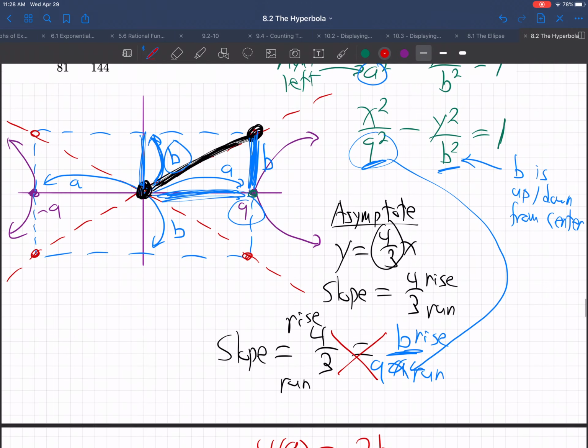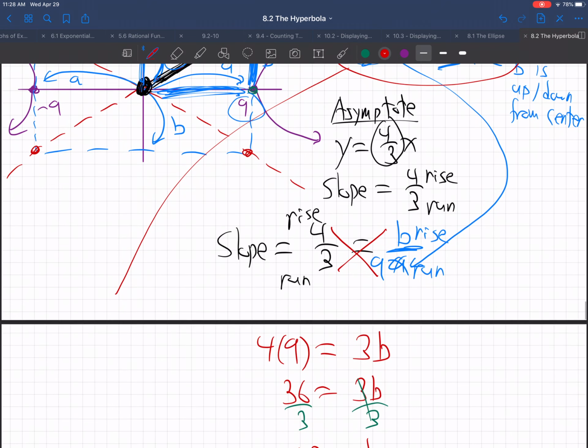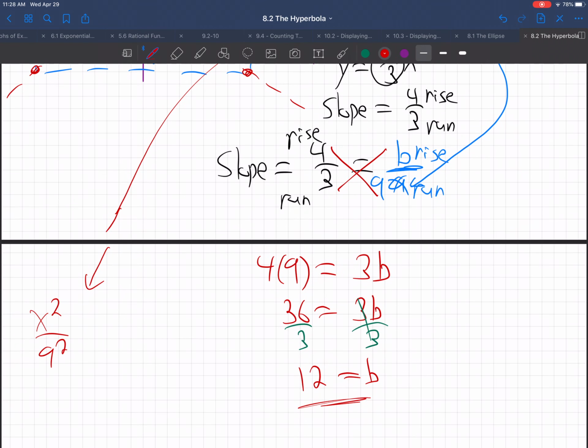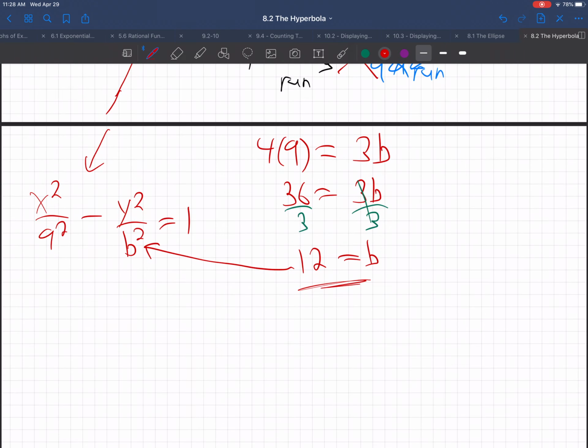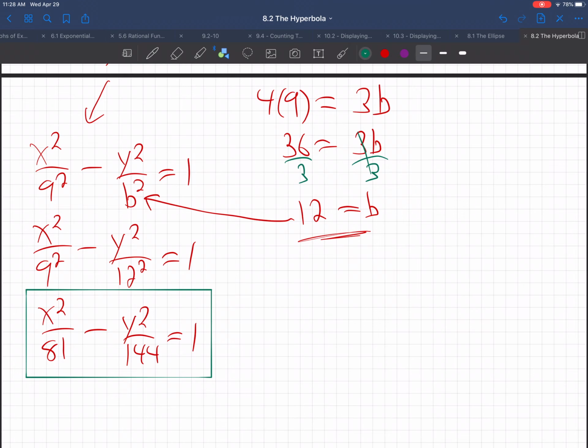So now grab the equation, which we had right here, bring it down, and it's x squared over 9 squared minus y squared over b squared is 1. Now put in the b. x squared over 9 squared minus y squared over 12 squared is 1. And so multiplying that out, x squared over 81 minus y squared over 144 is 1. So there we go. There's the answer.